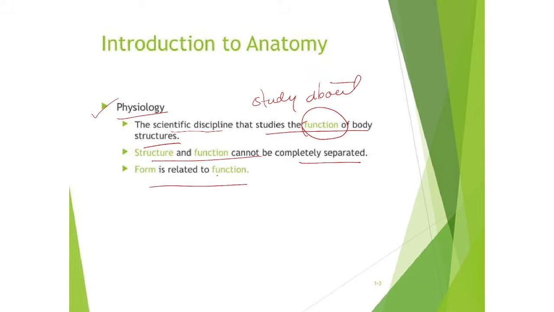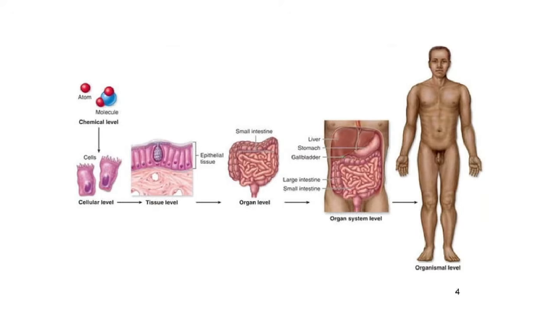So structure and function are closely related. Both are closely related. Okay. Next, this is what is meant by levels of organization. What is meant by levels of organization?